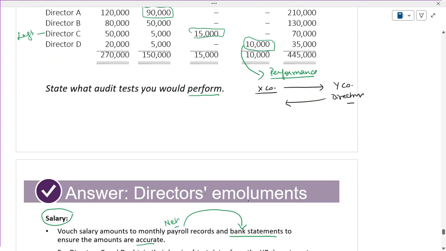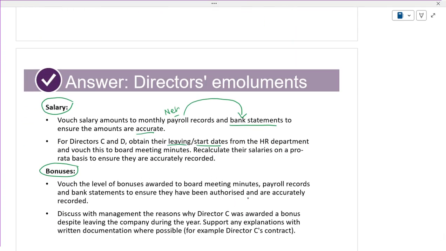Fine. That is what it says. For directors C and D, obtain leaving and start dates from HR, and watch this in the board minutes meeting. Recalculate using the leaving and start dates. Director D is joining, director C is leaving. Recalculate the salaries on a pro rata basis. If they say they are joining on the 15th, on a pro rata basis you are eligible for 15 days only, based on terms and conditions.